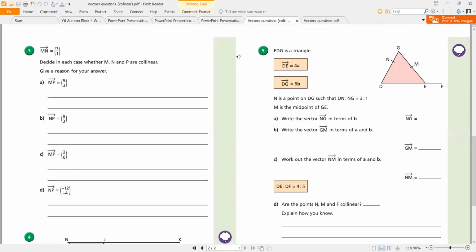Look at this question. It says the vector MN equals (3, 1). Decide in each case whether MN and MP are collinear. Give a reason for your answer. So I'm going to give you a quick tip right now. And what is that tip?